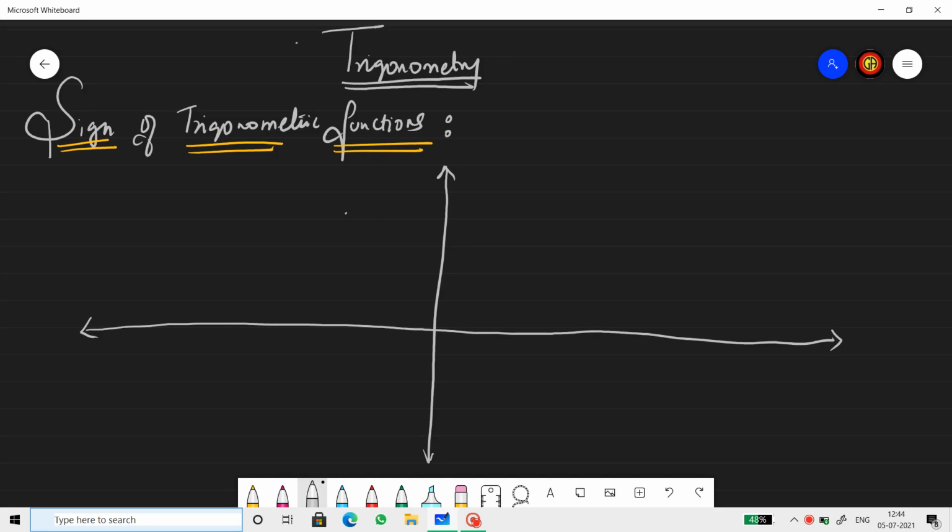Hello everyone. Today we're going to do angular values of trigonometric functions, class 11, CBSE and ISE.